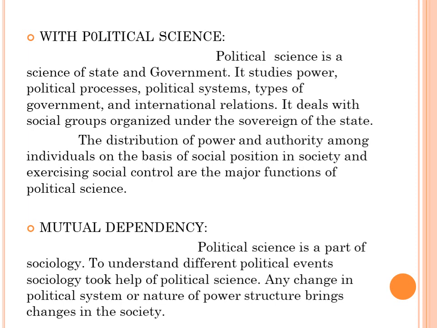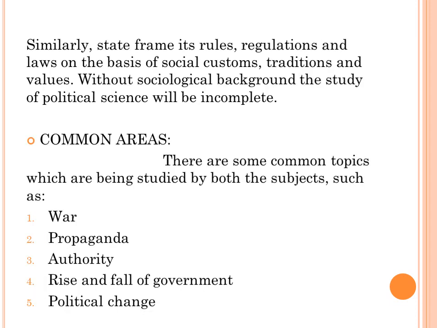What is the mutual dependency of both the fields on each other? Political science is a part of sociology. To understand different political events, sociology takes help from political science. Any change in the political system or nature of the power structure brings changes in society. Similarly, the state frames its rules, regulations, and laws on the basis of social customs, traditions, and values. Without a sociological background, the study of political science will be incomplete.